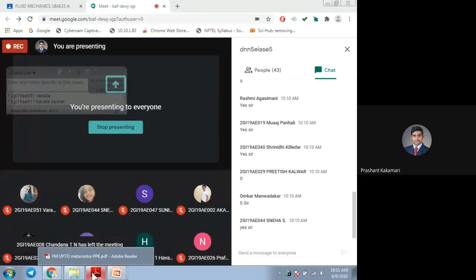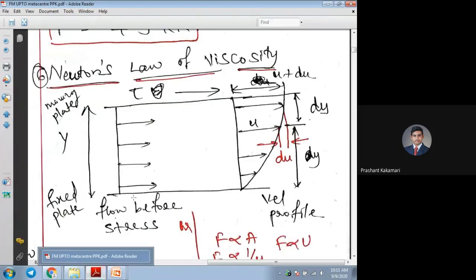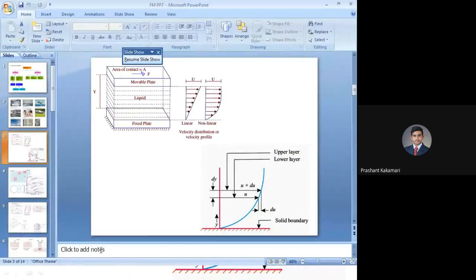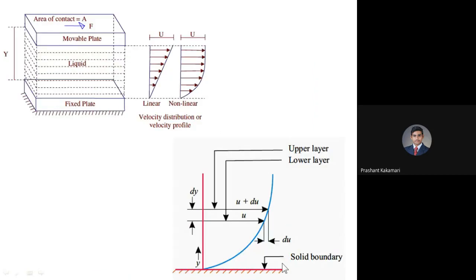Okay. Today we are discussing viscosity. For viscosity, we have taken Newton's law of viscosity, the experiment that Newton conducted. In that, he took a movable plate above the liquid volume considered for the experiment, and a fixed plate at the bottom. The fixed plate is not moving.